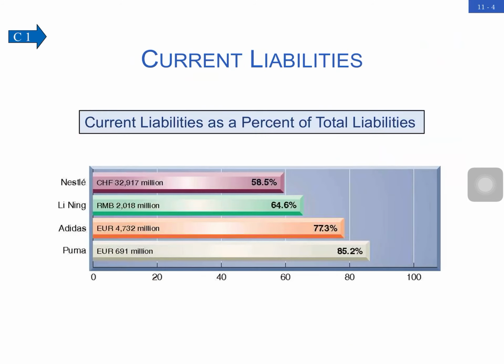This is just an example of current liabilities from some companies: Nestle, Adidas, Puma. Current liabilities is a percentage of total liabilities. So as you see here, Nestle is 58.5%, Adidas this percent. So how do they get this number? They just want to know how many percent the current liabilities are of the total liabilities.